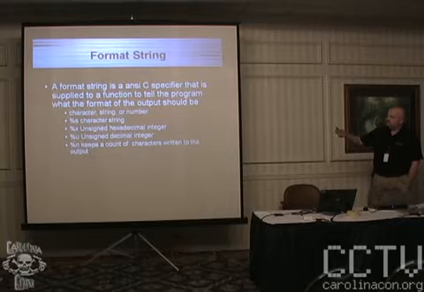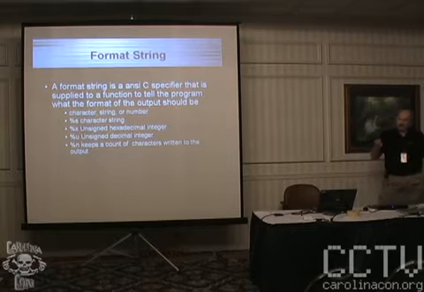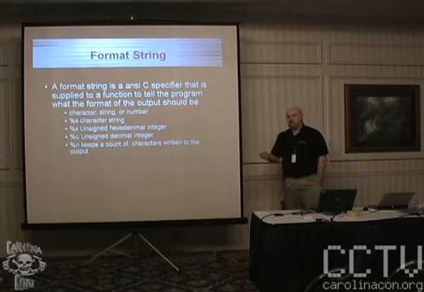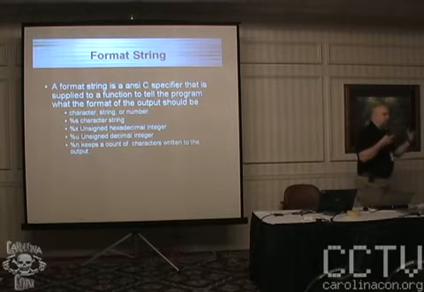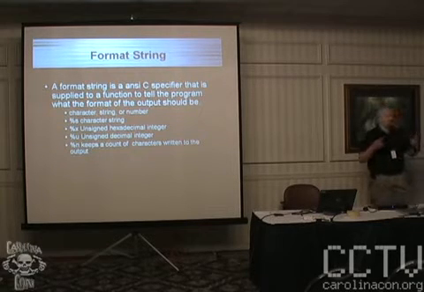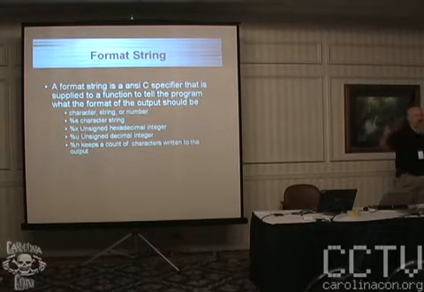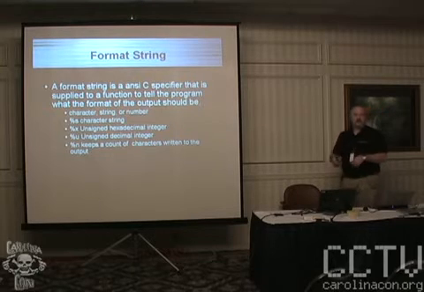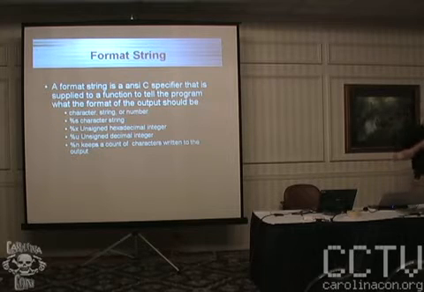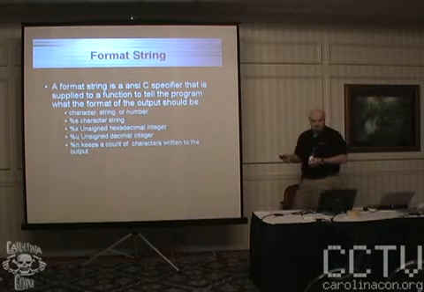So the question here: what is a format string? Well, a format string is an ANSI specifier that is supplied to a function to tell the program what the format of the output should be. It's real simple. You put a specifier into a function. The goal is to tell it how to output the data. As an example, you want to output data to a file or to the screen. You have to tell it what format it needs to be in, whether it's string format or numeric format like hex, decimal, or octal. And that's what a format string specifier does.